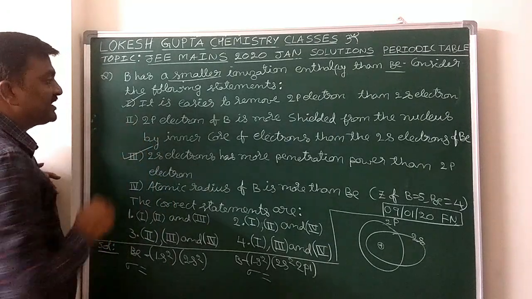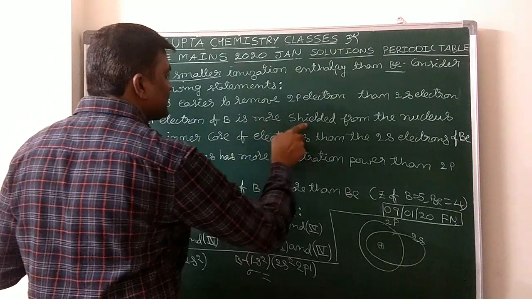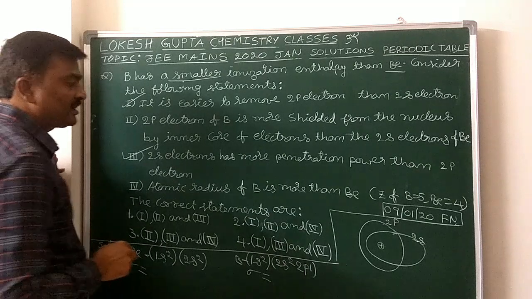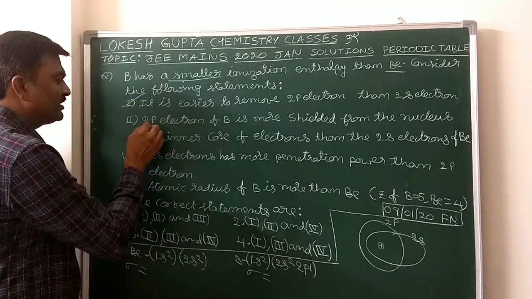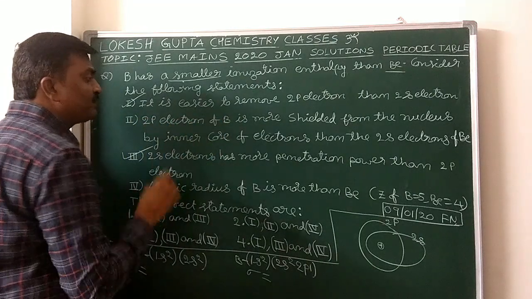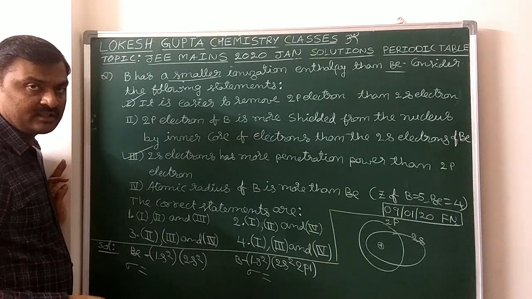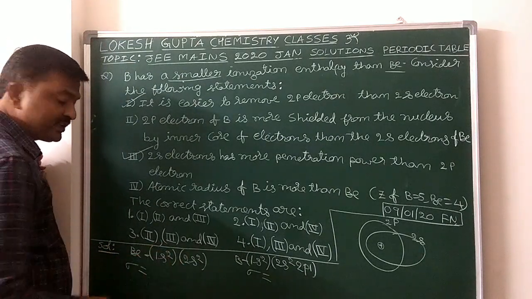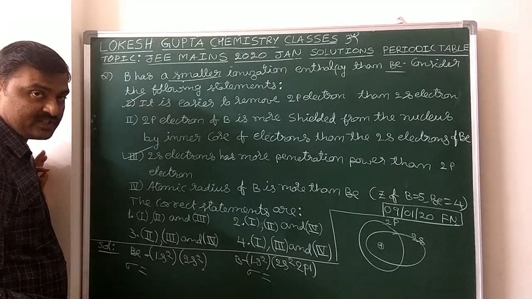Now come to the second statement. 2p electrons of boron are more shielded from the nucleus by the inner core of electrons than the 2s electrons of beryllium. Now we can calculate the screening constant value. Beryllium is 1s2, 2s2. On the 2s2 electron, what is the screening constant?